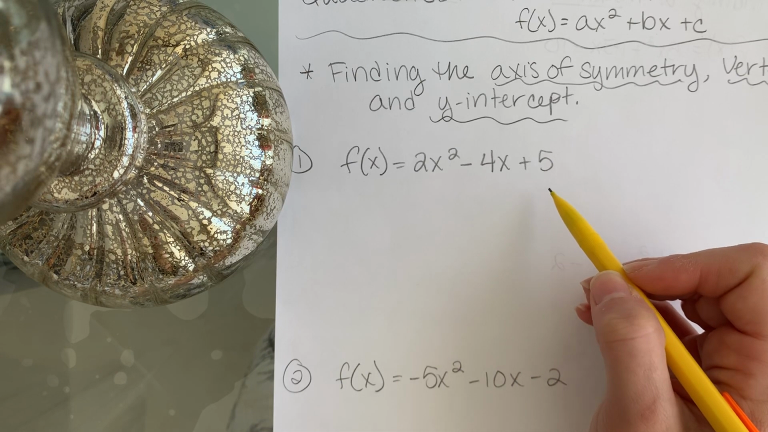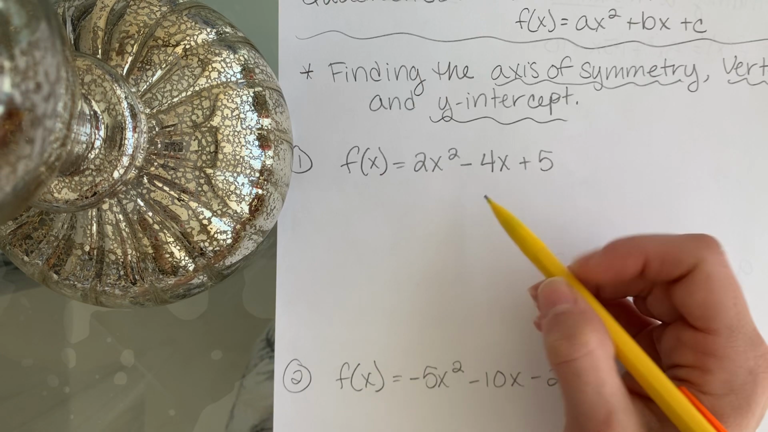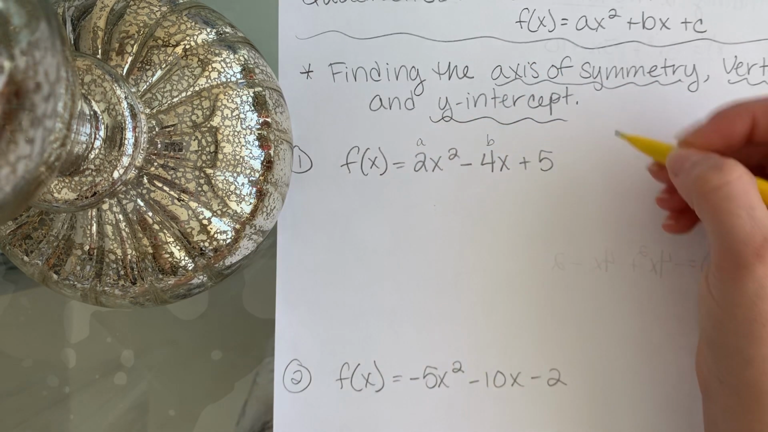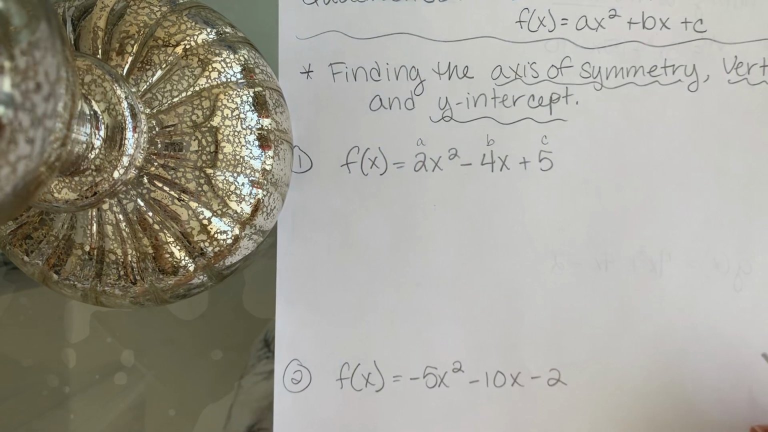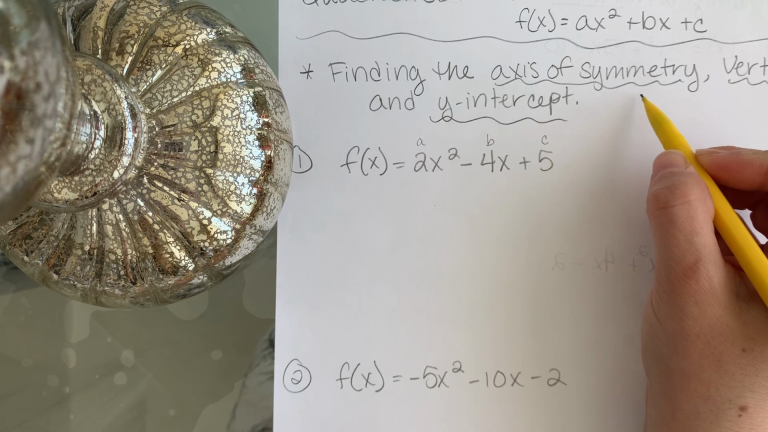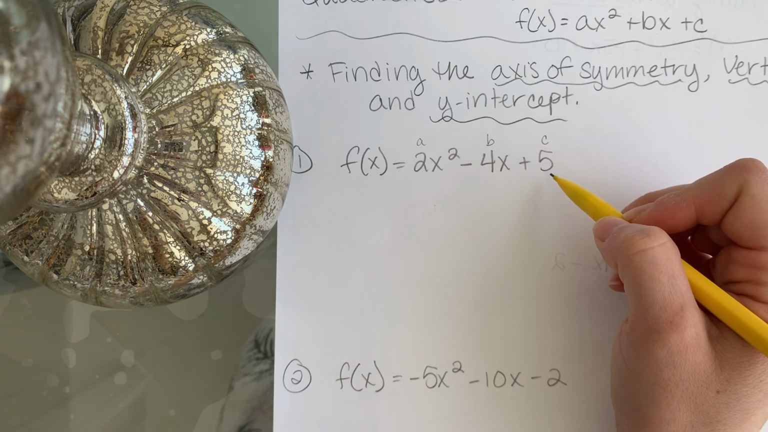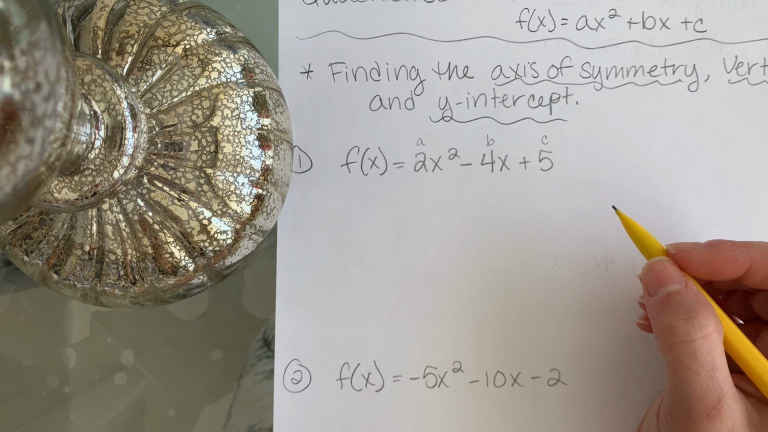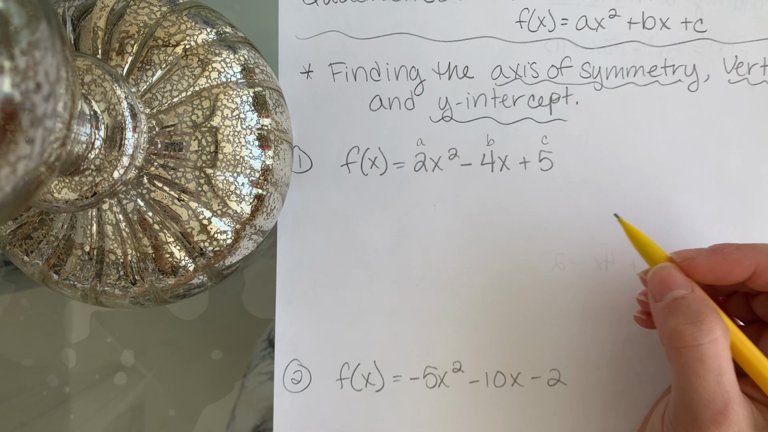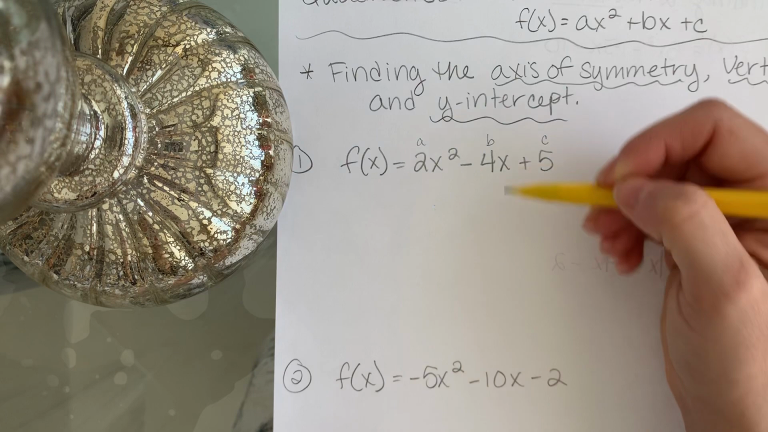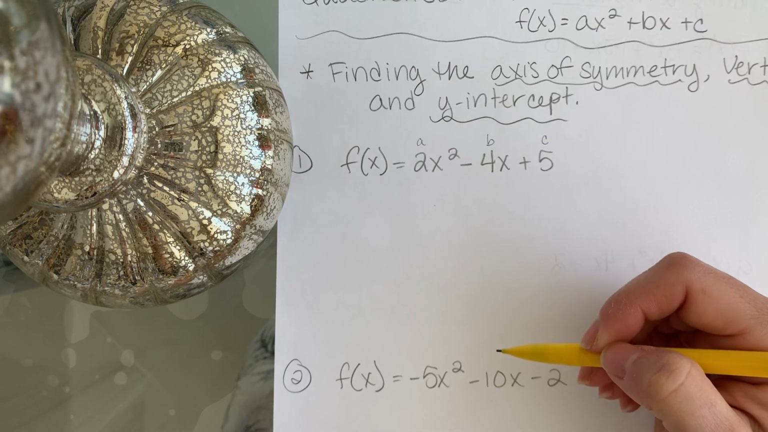And what you want to do is label your a, b, and c right away. So this is your a, this is your b, and this is your c, okay? So we're going to find the axis of symmetry to start with our quadratic. And the axis of symmetry is where it cuts the parabola in half into two equal parts. So it's usually a straight up and down line that cuts the parabola in half.